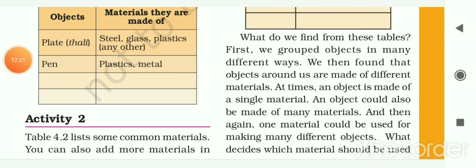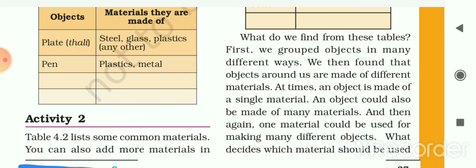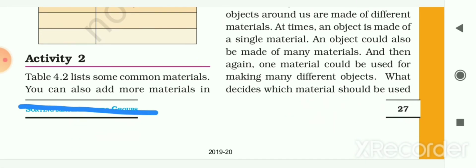So now what do we find from this table? First we group objects in many different ways. We then found that objects around us are made from different materials. At times an object is made of a single material, and an object could also be made of many materials. And then again, one material could be used for making many different objects. That we conclude from this table 4.2.